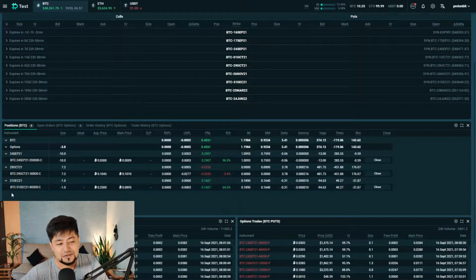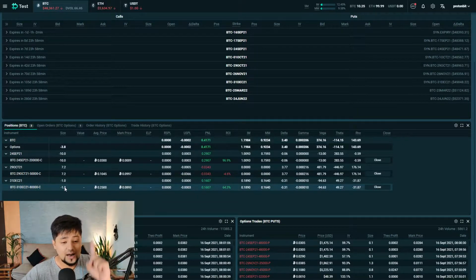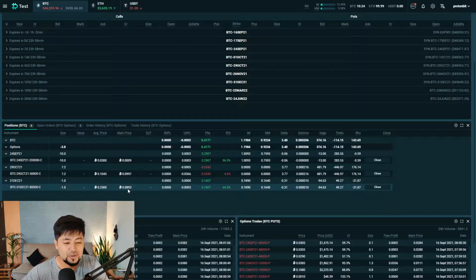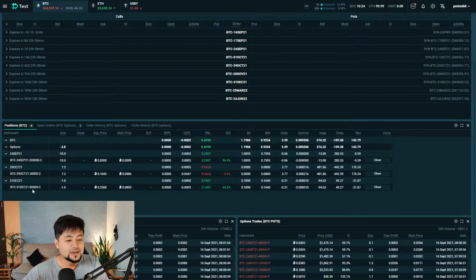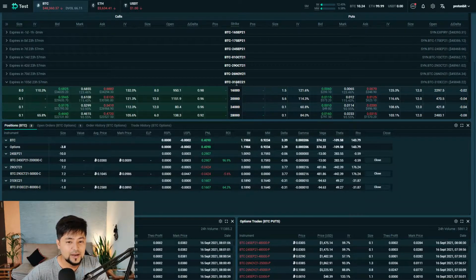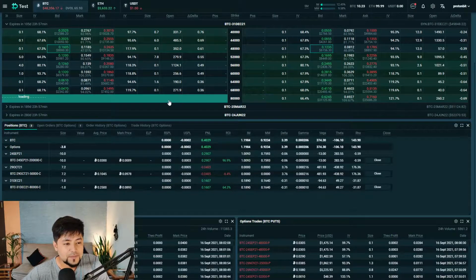This one was 31st of December, $80,000 strike price, and I shorted one contract. I literally shorted one contract, which was for a premium of 0.25 BTC, and the current market price is sitting at 0.089. And I'm sure, guys, if we take a look at the chart for this entire option as well, do we have, hello Deribit testnet, show some data. Oh, we don't have any data for that matter, do we?